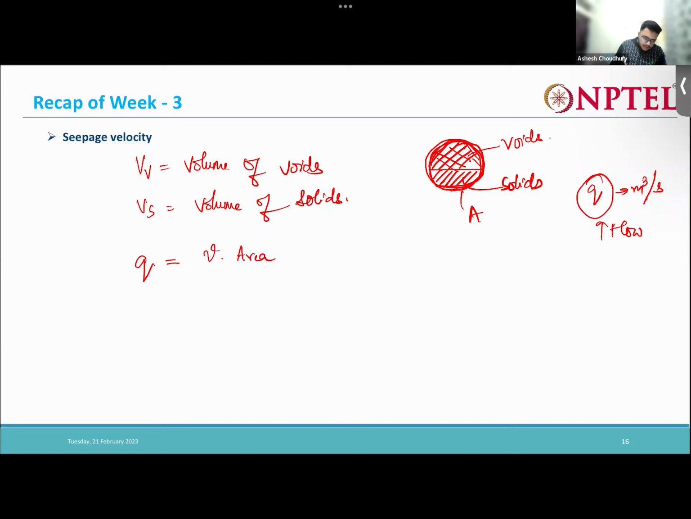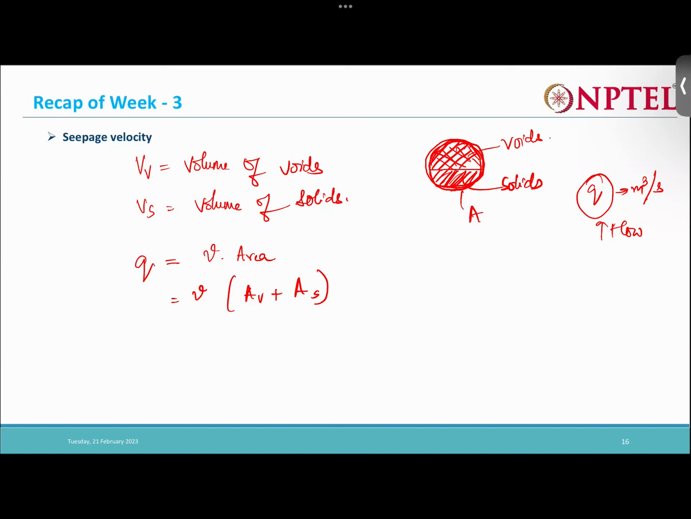Now this area is actually formed by my area of voids plus the area of soil solids. These are the constituents of my area, right? Now, if you see the flow that is occurring, is it occurring through the total area? No, right? My flow is actually occurring only through the voids. Yes or no?